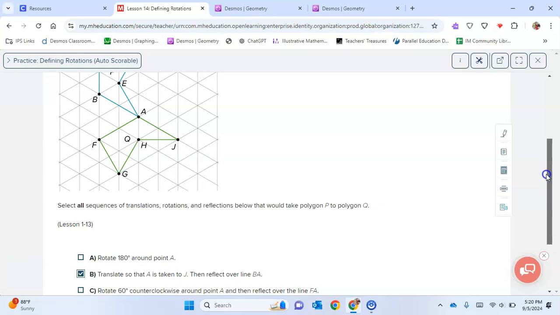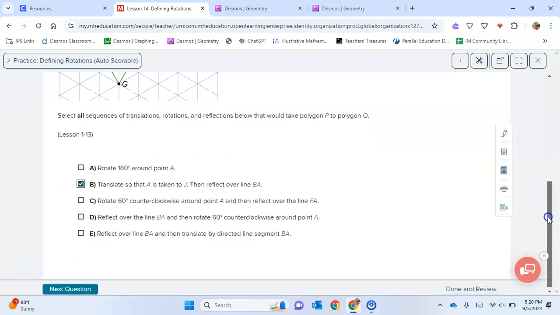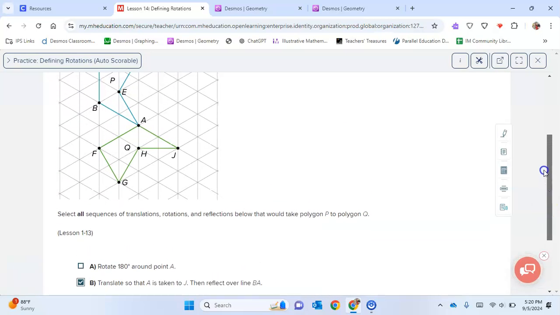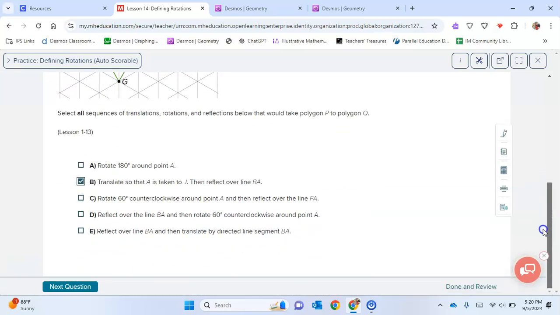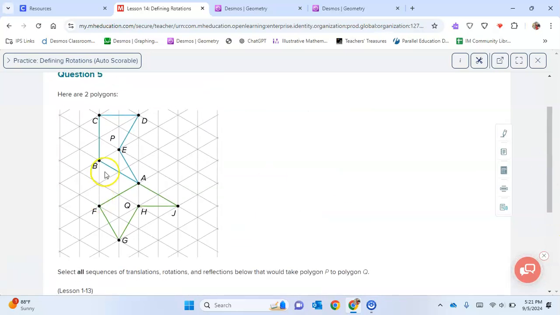We could also reflect it first and then translate it. Reflect over line BA and translate by directed line segment BA. So we could translate and then reflect, or reflect then translate to turn the blue figure into the green figure.